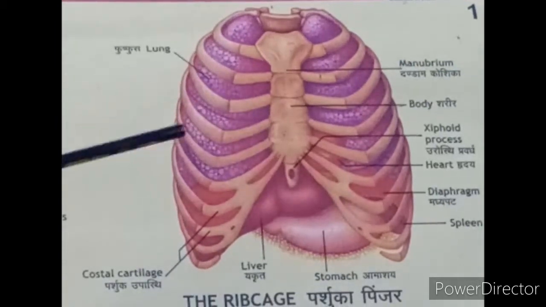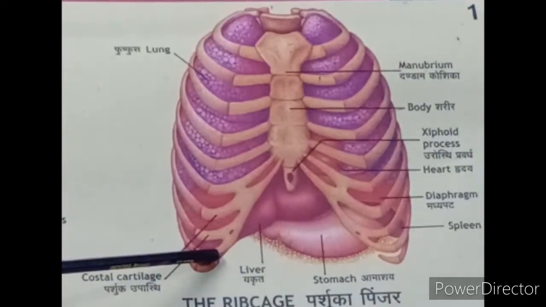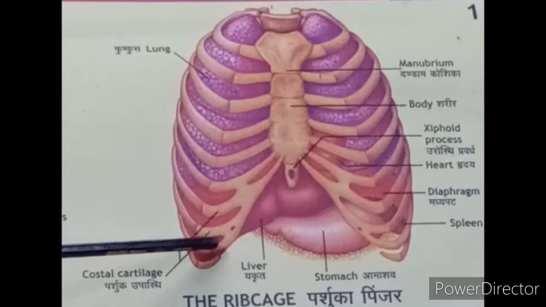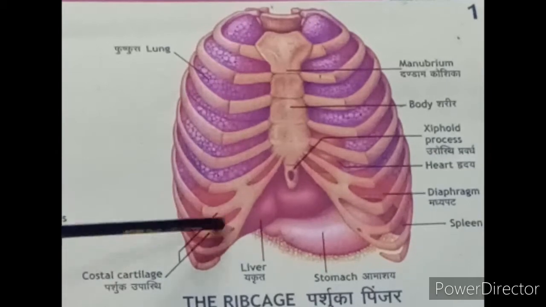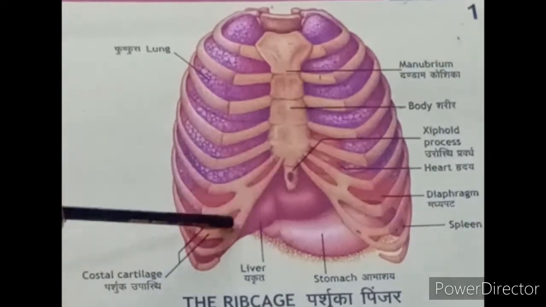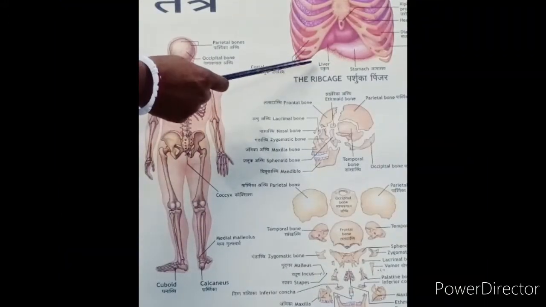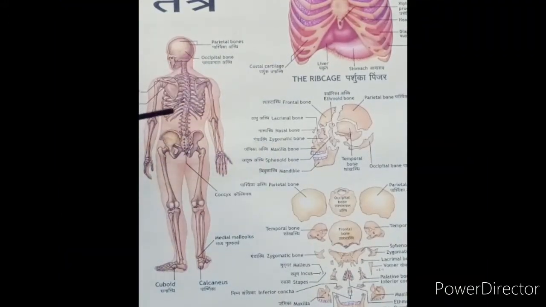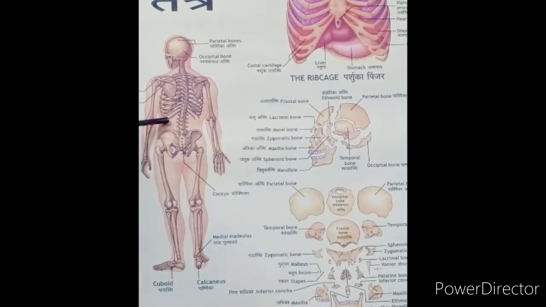Next are the false ribs, that is 8th, 9th and 10th. These 8th, 9th and 10th, these 3 bones are attaching to the 7th pair of bones. So these 3 pairs are the false ribs. And the last 2 pairs, one pair is here. In this picture you can see the last 2 pairs, 11th and 12th.